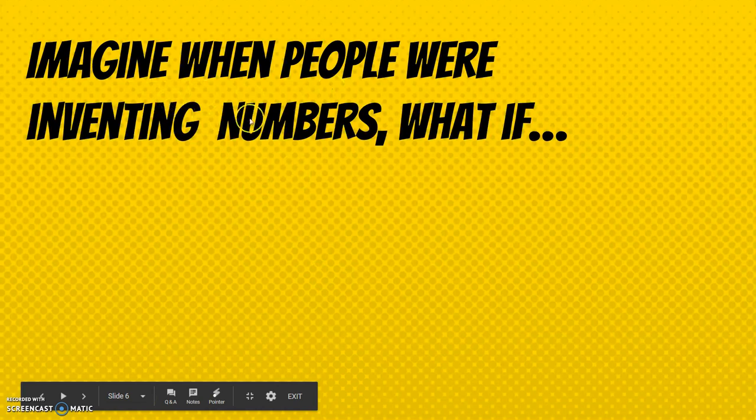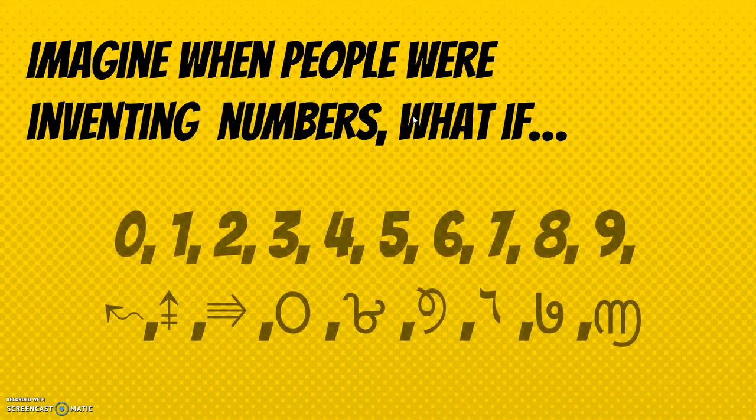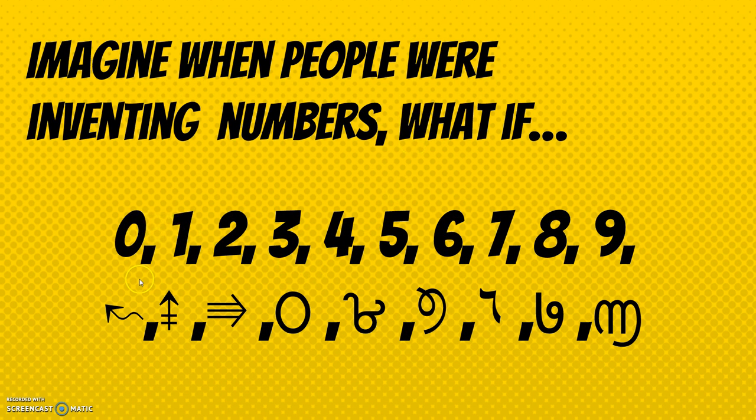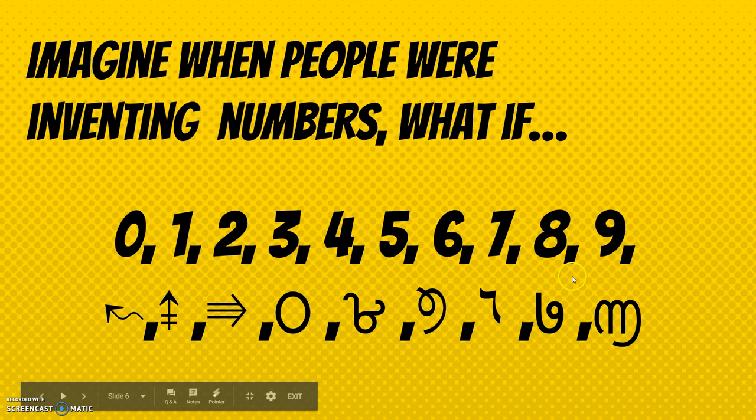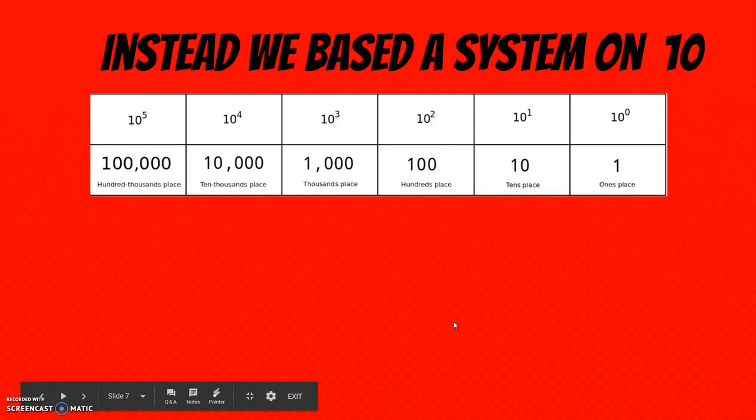So imagine when people were inventing numbers. What if they had made a different symbol for every number, and when you got to 10, the numbers had to be different? That would get very confusing, and that would lead to a lot of symbols. So instead, we use a base 10 system. The first spot means ones, then when we add another, we know that means tens and hundreds and thousands.